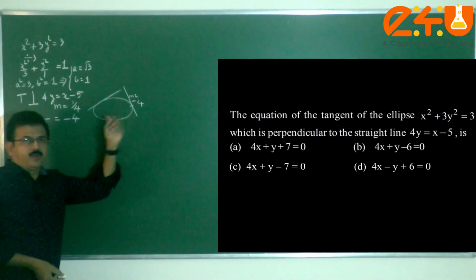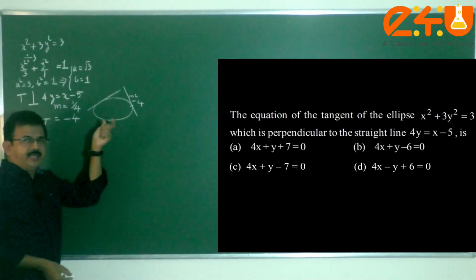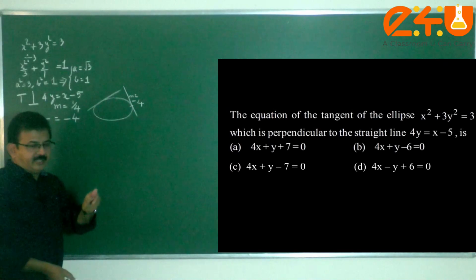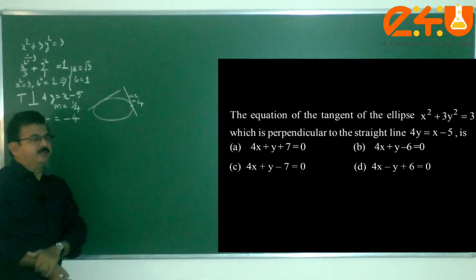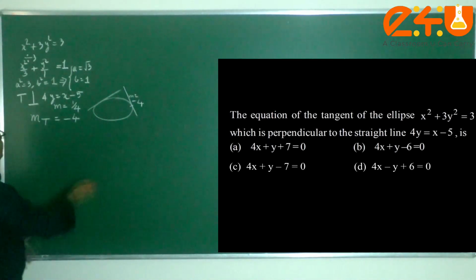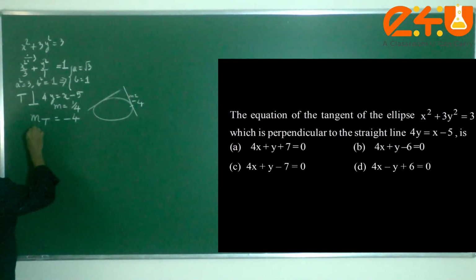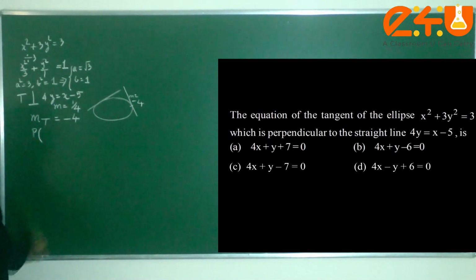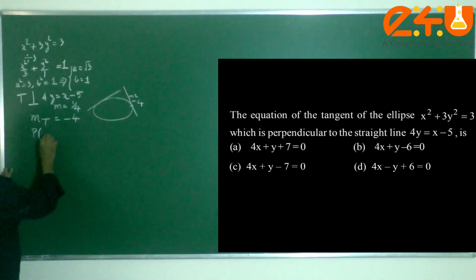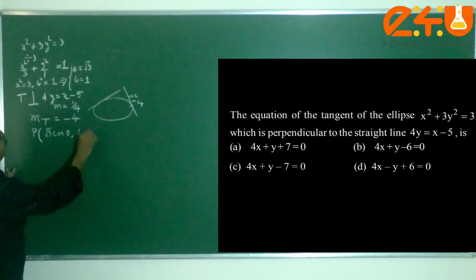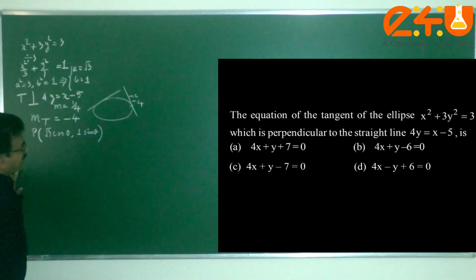If I have the point of contact, then I will try to satisfy the point in the equation of option A or B or C. That is very easily done, because any point on the ellipse can be represented by A cos theta comma B sin theta. So A value is root 3 cos theta followed by B sin theta, that is 1 sin theta.